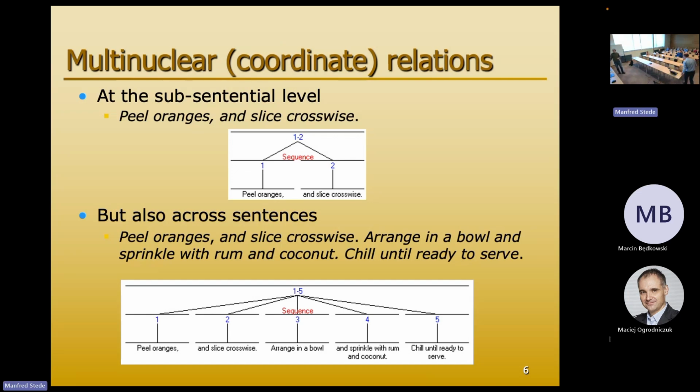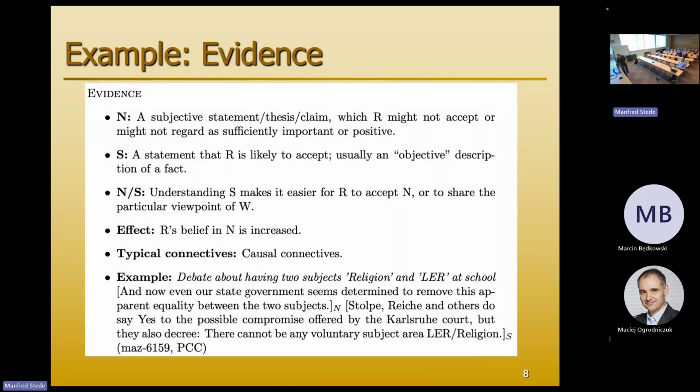We peel, we slice, we arrange, we sprinkle, and we chill. And all these steps are equally important. So this is a multi-nuclear relation. It's not binary this time. It has 5 different units, but the same temporal sequence relation. Okay, so this can happen, but the majority of relations is actually of this other kind.